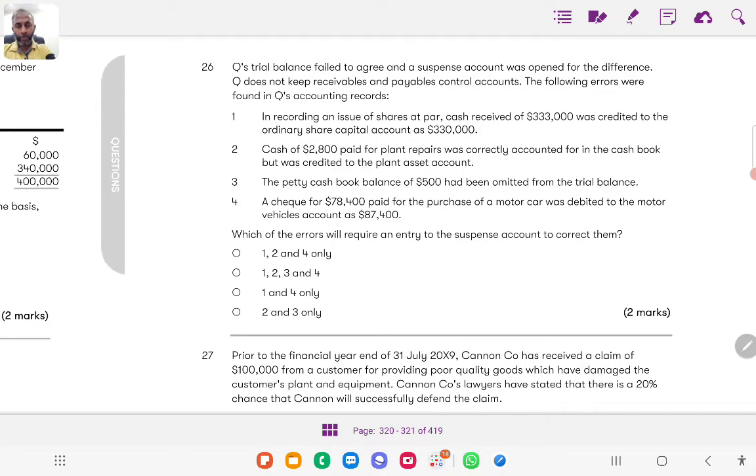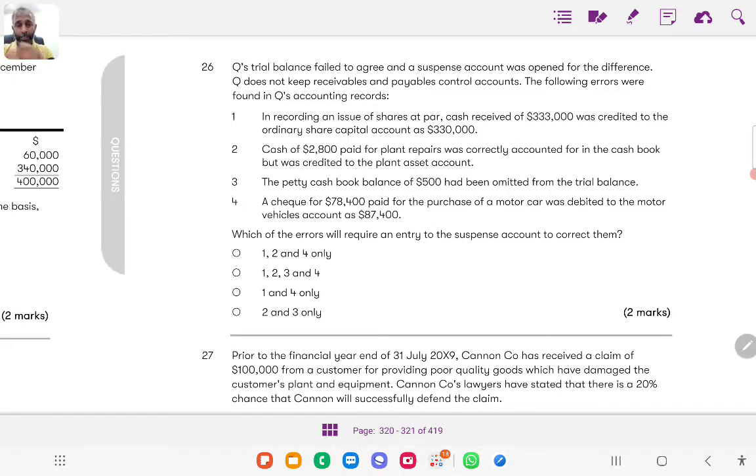I believe every one of you knows, in the chapter on errors and suspense accounts, that when a trial balance disagrees, it is common practice to open a suspense account for the difference. Later we investigate the reasons, then clear the suspense account and prepare an adjusted trial balance. The following errors were found in Q's accounting records.